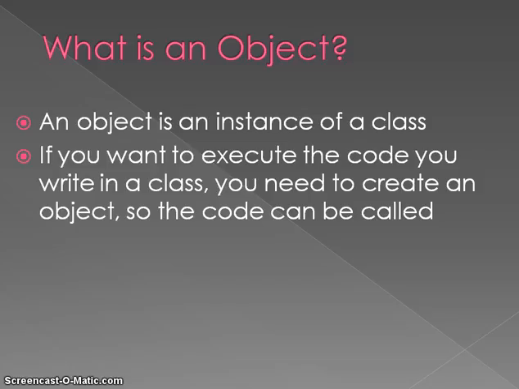So what is an object? An object is an instance of a class. If you want to execute the code that you write in a class, you need to create an object so that the code can be called or executed within the runtime system.